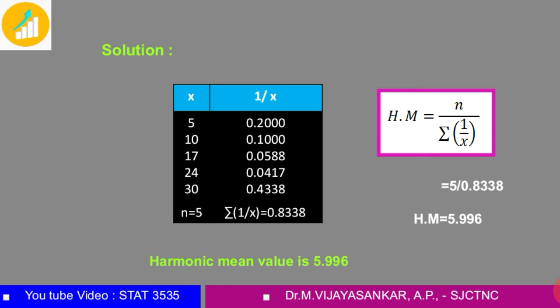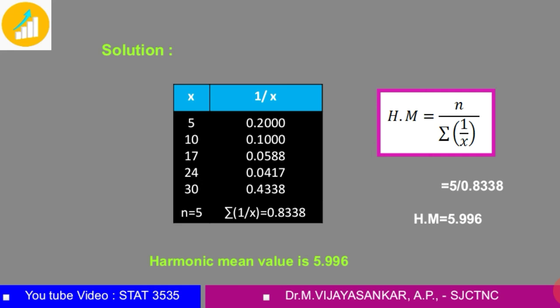We get 0.2000, 0.1000, 0.0588, 0.0417 and 0.4338. That is, dividing 1 by 5, we get 0.200. 1 by 10, we get 0.100. Likewise, we get these values.